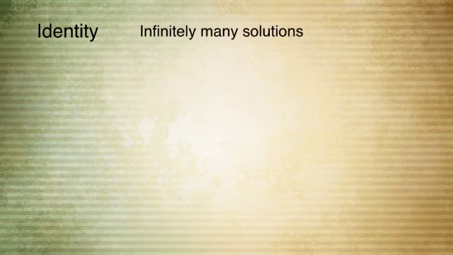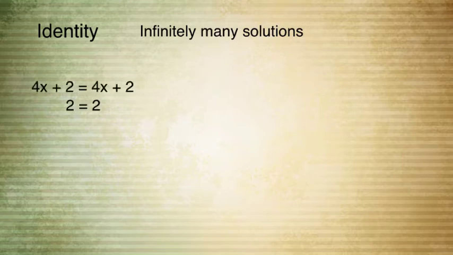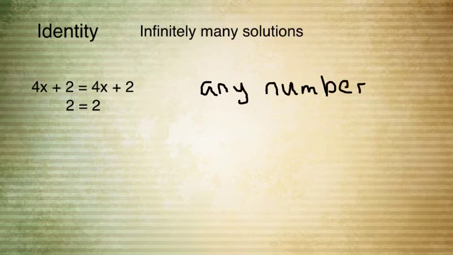The next situation is called identity, and this is when we're going to have an infinite number of solutions. And so your example for this on the note, when we subtract 4x from both sides of the equation, we get 2 equals 2. So this tells us that any number for x will work. So I could substitute x with 1, -1, 4, 18. Doesn't matter what number I put in there, this equation will be true. So any number will work.